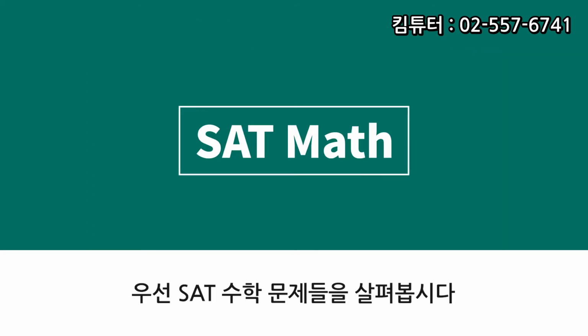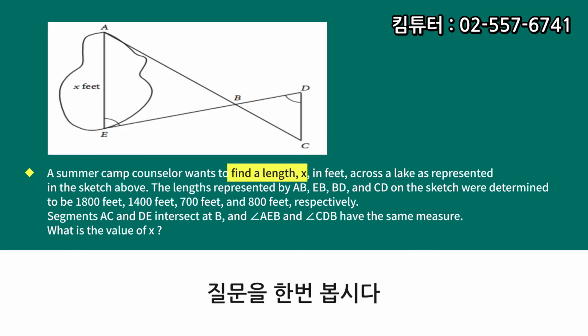So first of all, let's take a look at some example questions for SAT Math. The question is, a summer camp counselor wants to find a length x in feet across a lake as represented in the sketch above. The lengths represented by AB, BD, and CD on the sketch were determined to be 1,800 feet, 1,400 feet, 700 feet, and 800 feet respectively. Segments AC and DE intersect at B, and angle AEB and angle CDA have the same measure. So your goal here is to find the value of x.